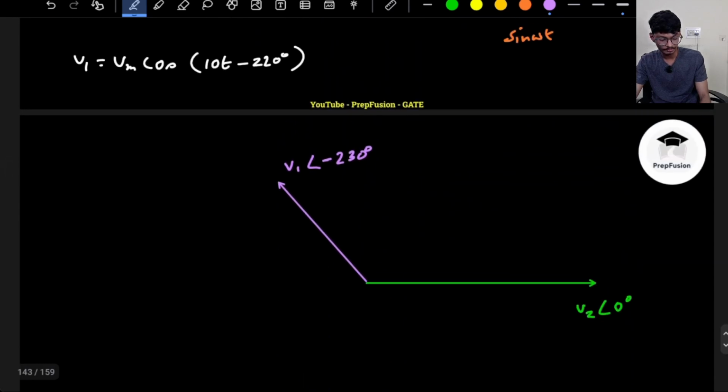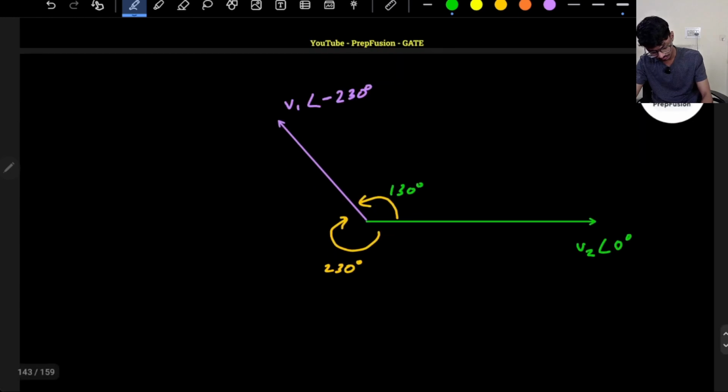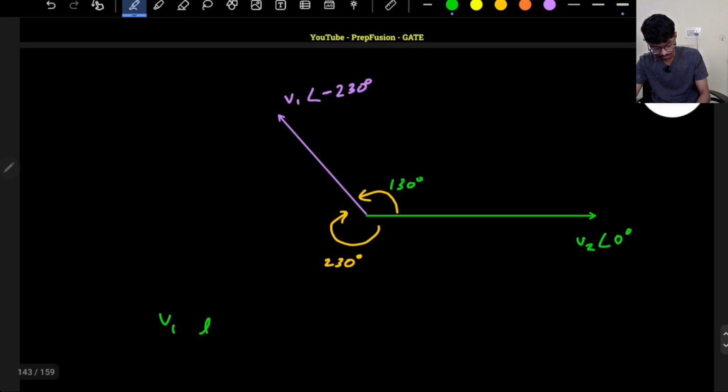Now there are many ways to see. You can say that your V1 leads V2 by how much angle? If this angle is overall 230 degrees and this is a whole circle, right? So this will be 130 degrees, because it is 360. So I can say that V1 leads V2 by 130 degrees.